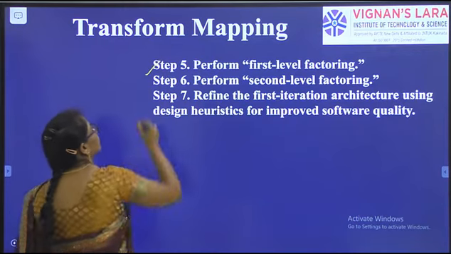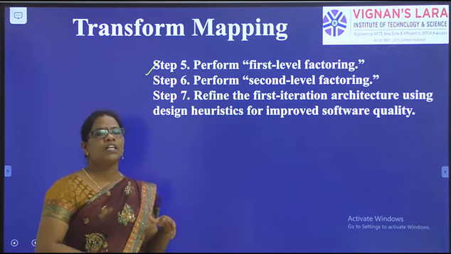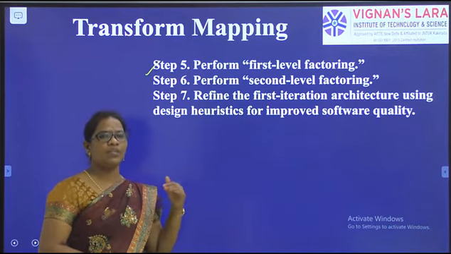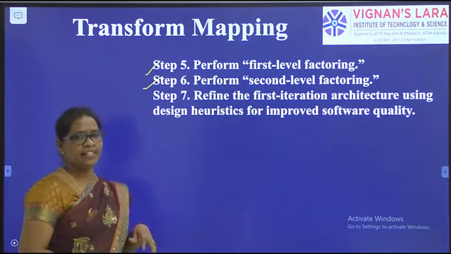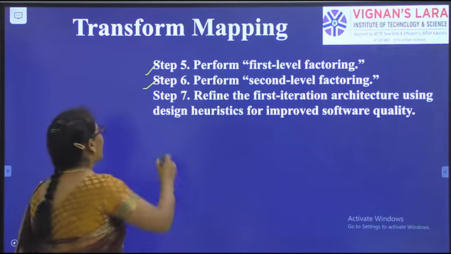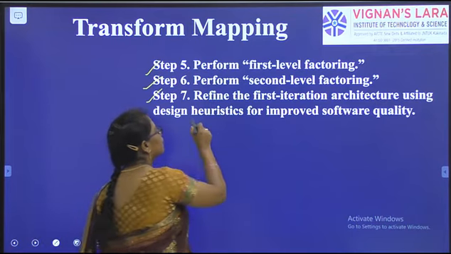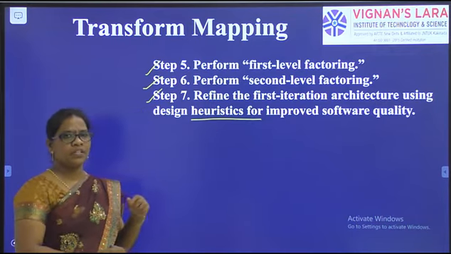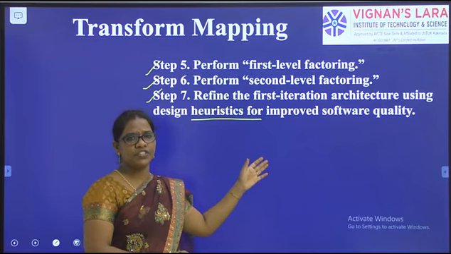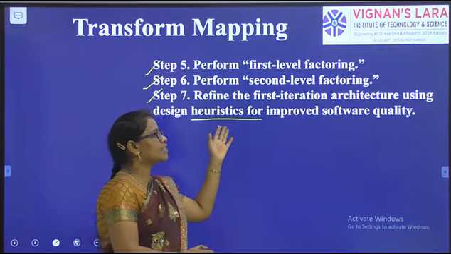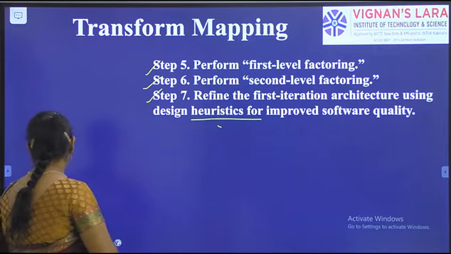Step 5, perform first level factoring. First level factoring is one of the techniques. That means level 0, level 1, as we have in DFD. Next, step 6, perform second level factoring, that means DFD level 2. And step 7, refine the first iteration architecture using heuristics for improved software quality. So after performing the second level factoring, we develop some architecture style using the heuristics in order to get some quality of the software. So this is transform mapping.